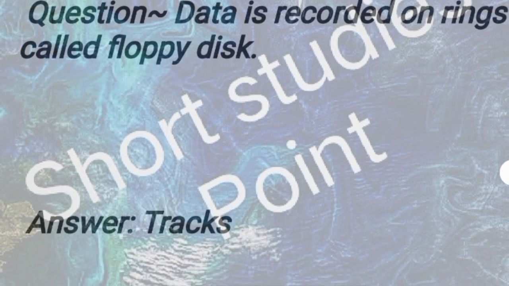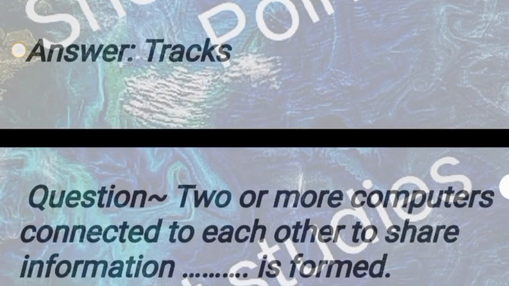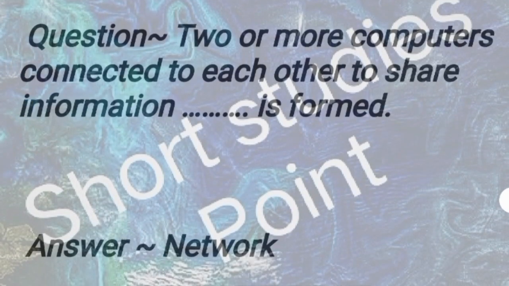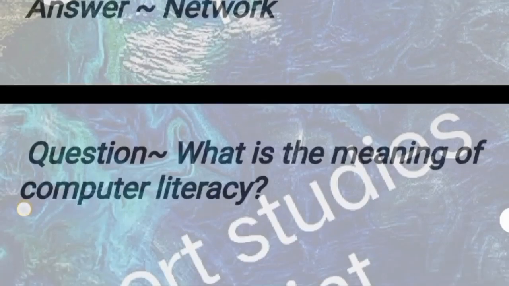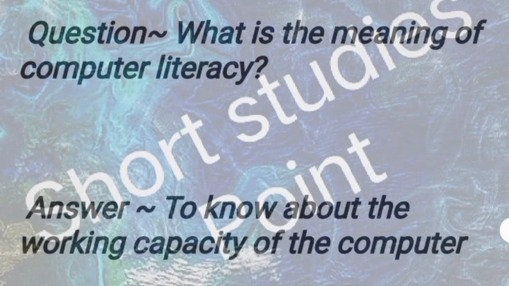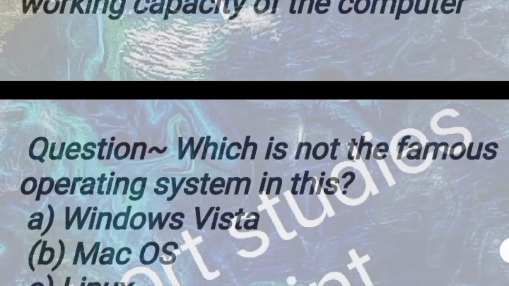Next question: data is recorded on rings called floppy disks. Answer: tracks. Next question: two or more computers connected to each other to share information, dash is formed. Answer: network. Next question: what is the meaning of computer literacy? Answer: to know about the working capacity of the computer.